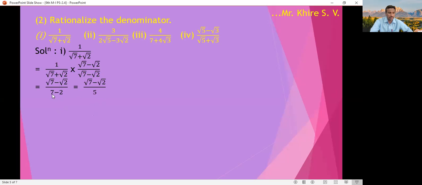Root 7 square is root 49 and square root of 49 is 7. Root 2 square is root 4. Square root of 4 is 2. 7 minus 2. Root 7 minus root 2 upon 7 minus 2 is 5. 5 is the rational number. Got it?